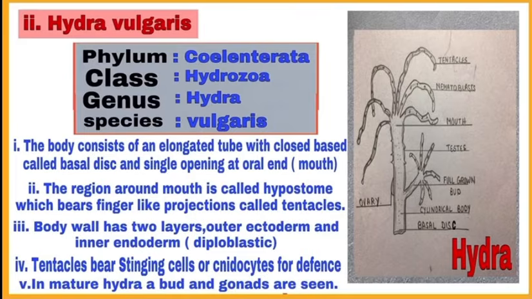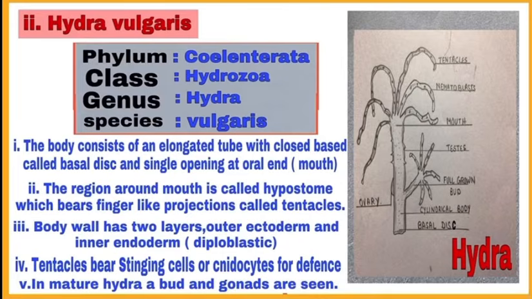The region around the mouth is called hypostome, which bears finger-like projections called tentacles. The body wall has 2 layers, outer ectoderm and inner endoderm. That's why it is called diploblastic.